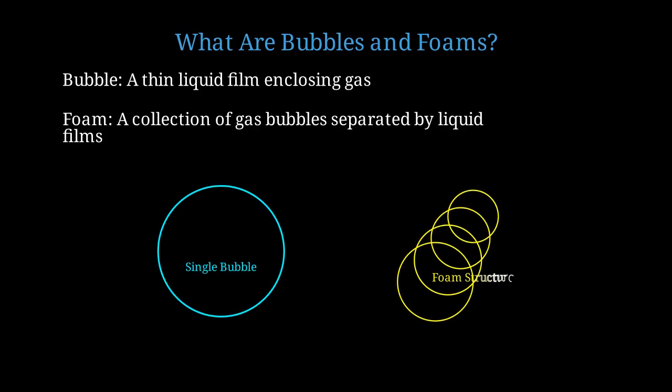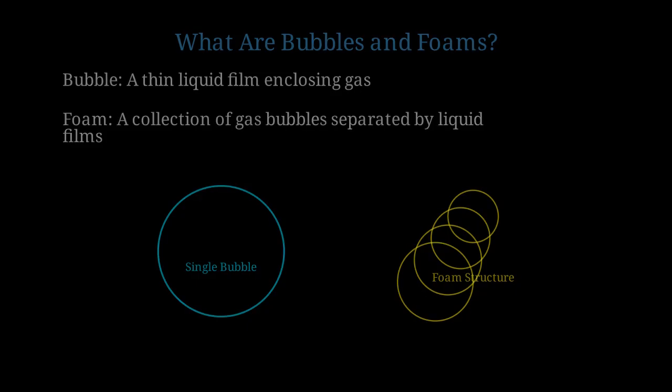Here you can see the difference. A single bubble on the left is an isolated structure, while a foam on the right consists of multiple bubbles packed together. Now let's dive into the physical properties.